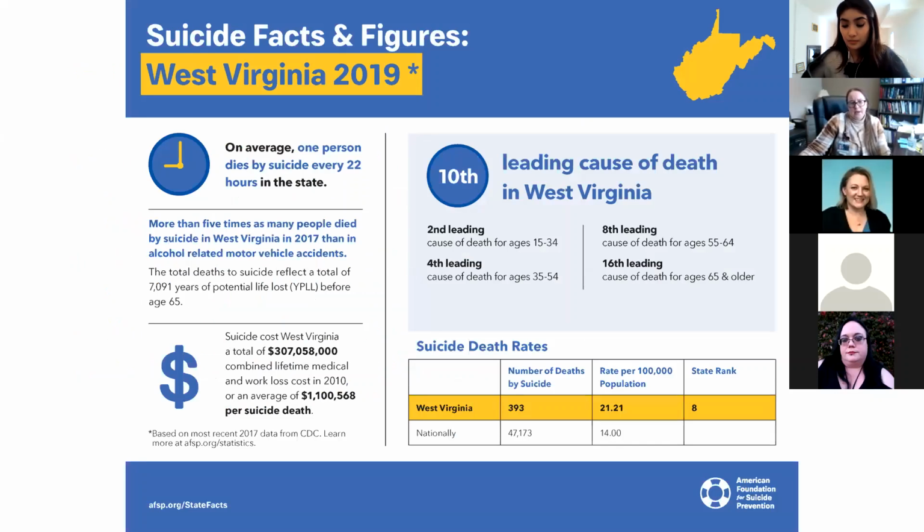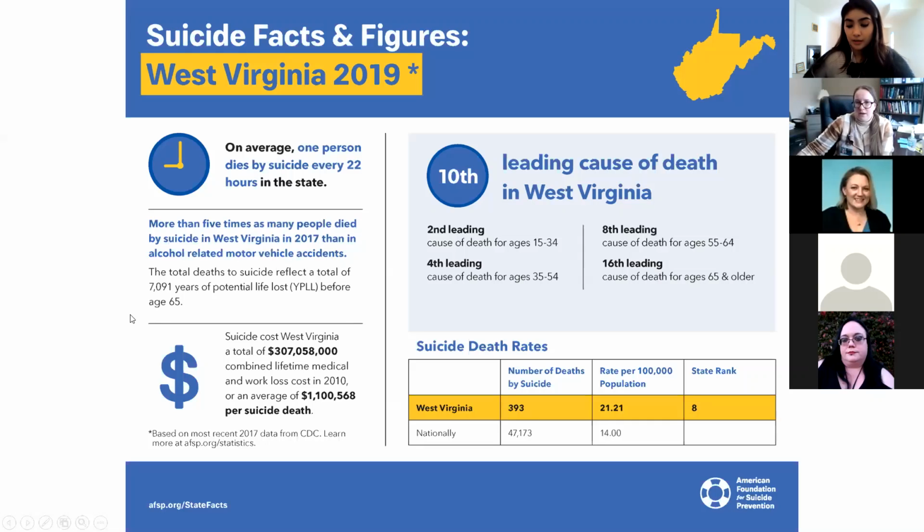A quick slide about West Virginia in particular. It's similar: the 10th leading cause of death in West Virginia, just as it is nationwide. The unfortunate statistic here is that West Virginia is ranked 8th in the number of suicides per population. And that number 8 is not in the good direction. We would be the 8th highest state in suicide rates.